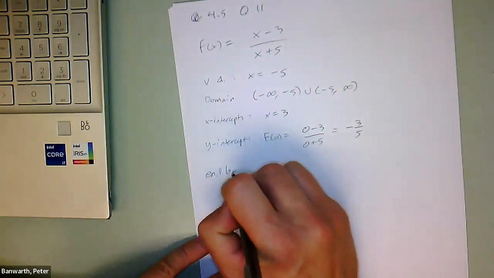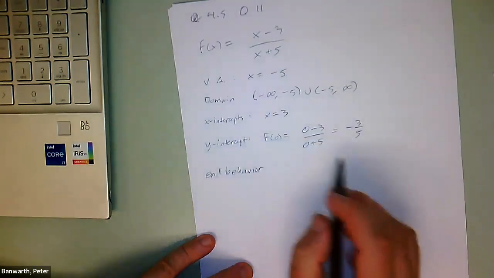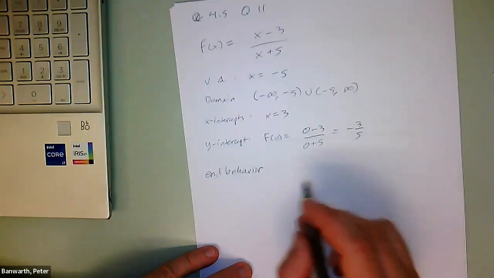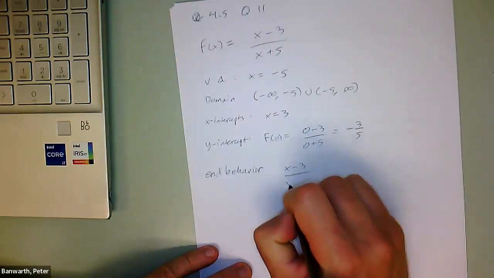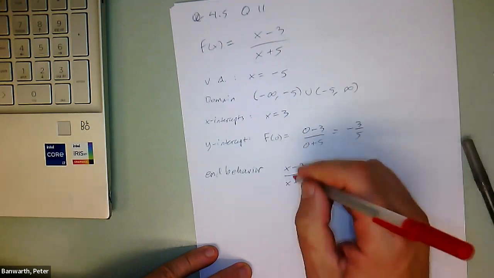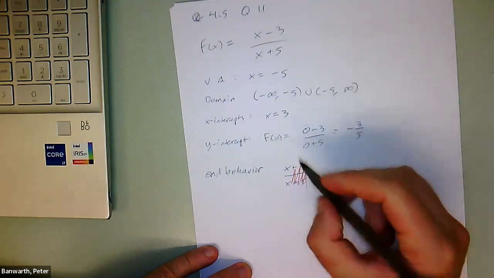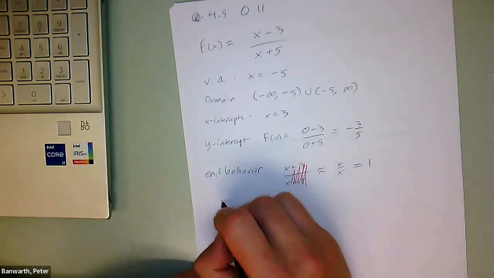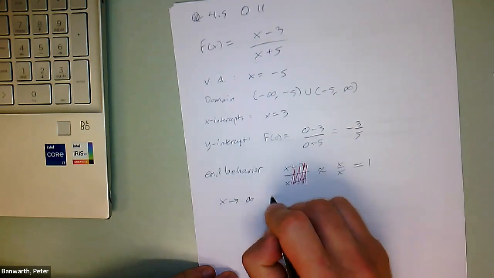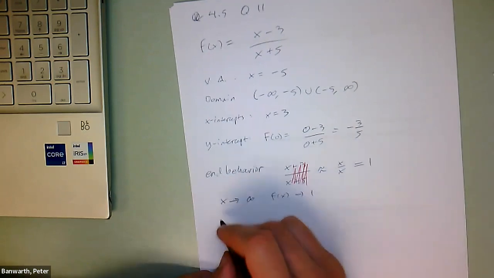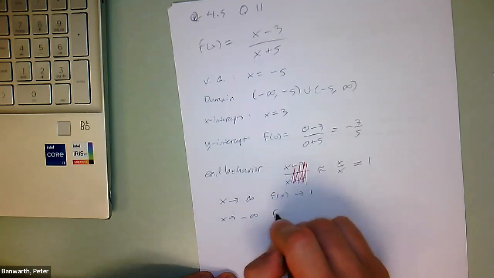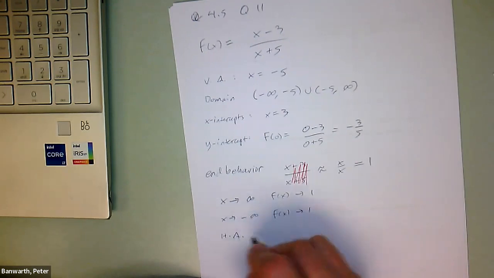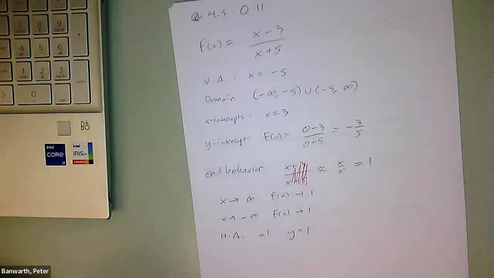End behavior. I'm going to rewrite it because I used this whole thing for my interior, so I don't want to get rid of it up there, but I will write it here. Now I'll scratch out all this other stuff. That basically looks like x over x, which is just 1. So as x goes to infinity, f of x goes to 1. And as x goes to minus infinity, f of x goes to 1. And so I have a horizontal asymptote at y equals 1.